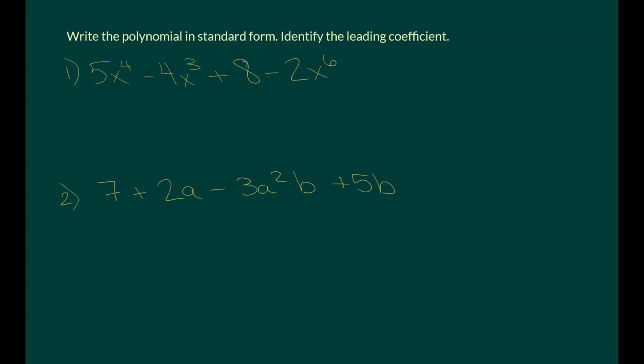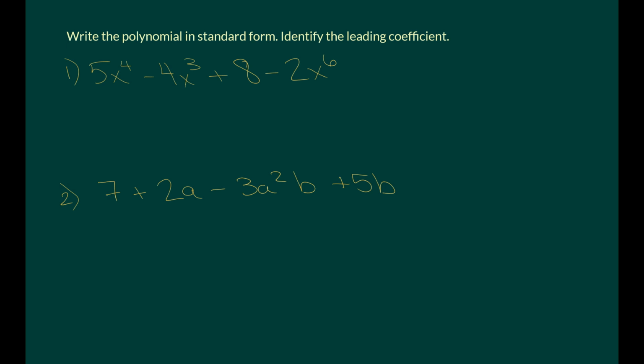Write the polynomial in standard form and identify the leading coefficient. Okay, so what it means to write something in standard form is you're going to write it from the highest exponent to the lowest exponent. And if you have mixed variables, you're going to write it with the highest variable alphabetically and then go down. So watch, I'll show you what this means.